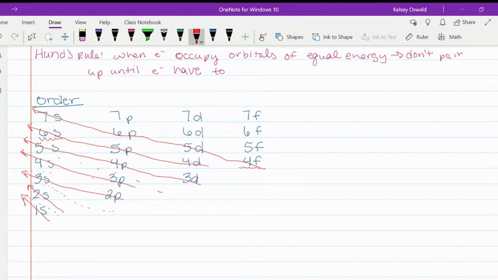So how we're going to do this is we're going to follow our arrows to fill in our orbitals in the order of lowest to highest energy.